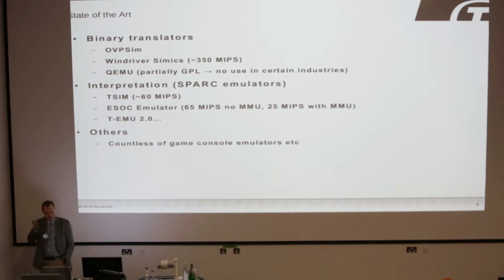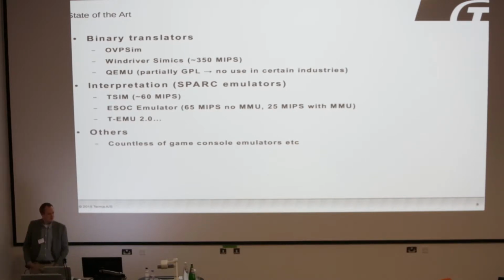So what's the state of the art with emulators now? Well, we have a bunch of binary translator systems. For example, there's one called OVP Sim. You have Wind River Simics, and you have QEMU. QEMU is partially GPL, and that's a problem in certain industries, especially when you need to integrate the emulator into the simulator. It might not be controlled by the company writing the simulator, but by requirements further up in the chain. So it can be tricky.